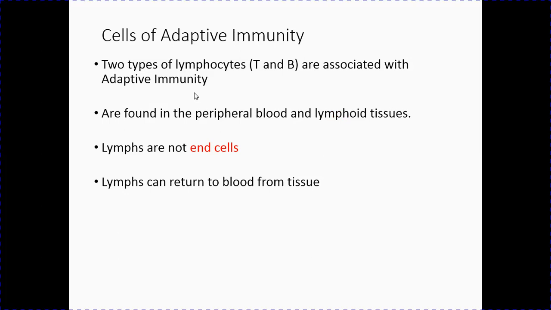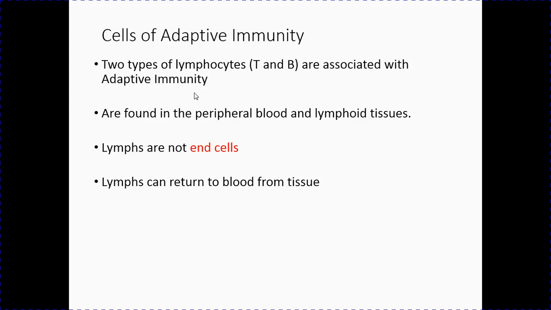So let's talk about the cells of the adaptive immune system. As we've been discussing since the first week, there are two types of lymphocytes that are associated with adaptive immunity, T and B cells. They're found in peripheral blood and lymphoid tissues. And a quick note about lymphocytes before we go into some details. First off, lymphocytes are not end cells, and that means that they can further differentiate or they're capable of cell division past the point of when you see them as a mature lymphocyte in the peripheral blood or in the tissues.